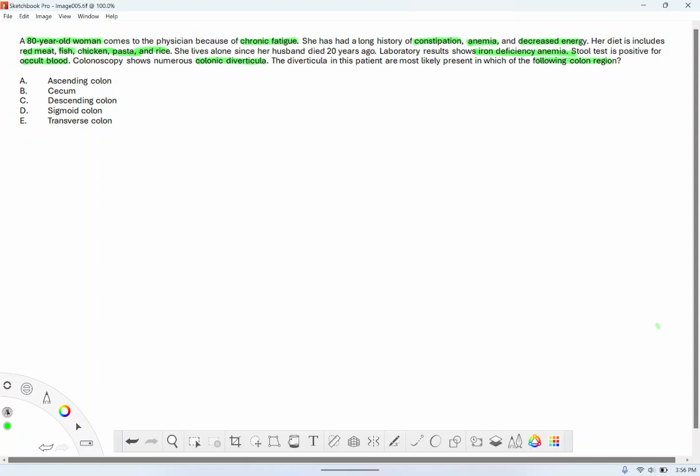Oh, this is more of an anatomy question. Okay, they're simply asking what's the most common location of colon diverticula.